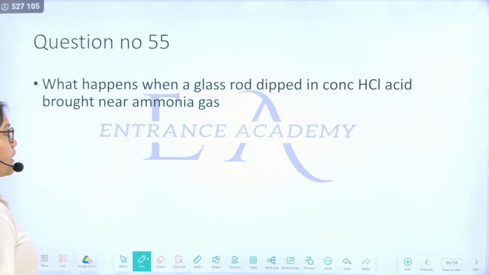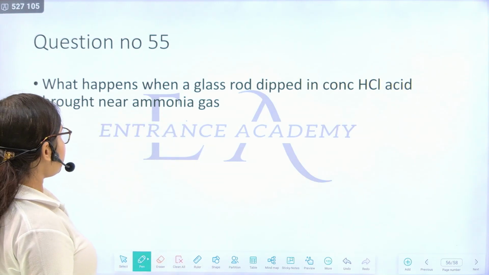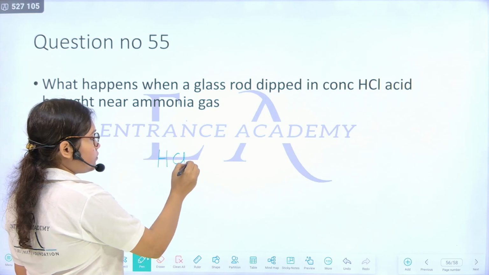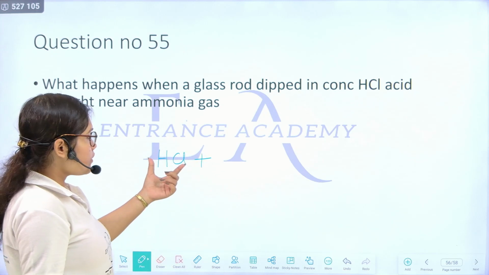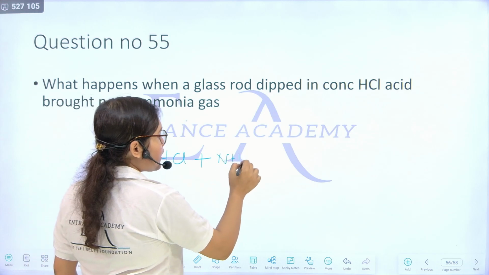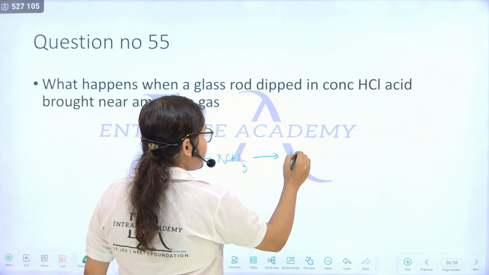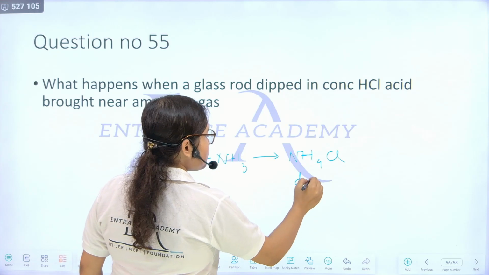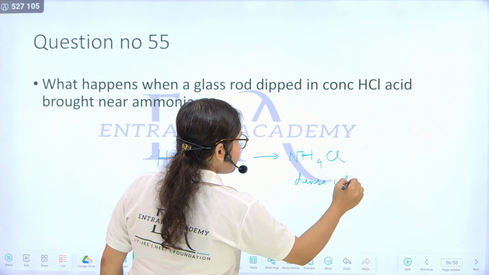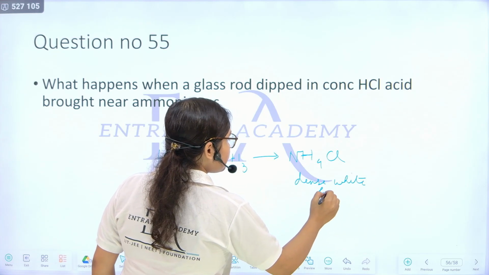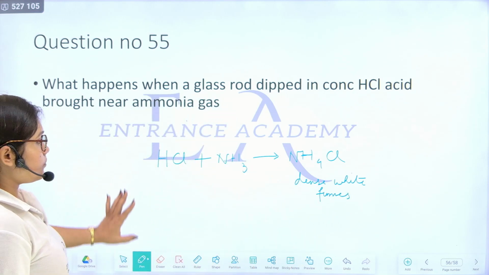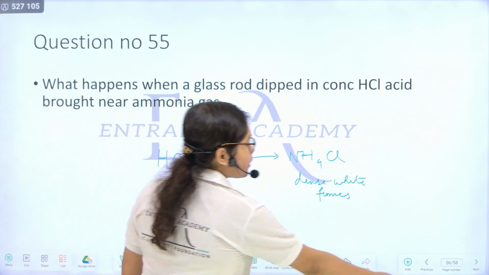What happens when a glass rod dipped in concentrated HCl acid is brought near ammonia gas? Dense white fumes of ammonium chloride are formed. In this reaction, dense white fumes of ammonium chloride are formed. This is the answer.